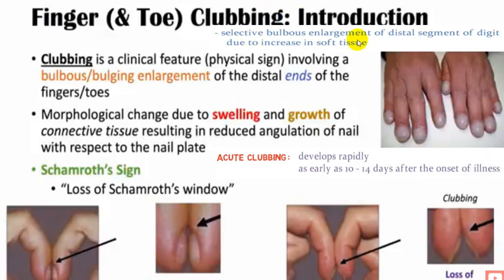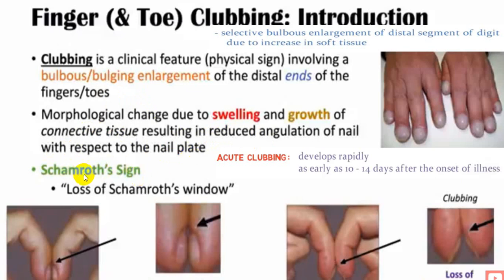So it is a selective bulbous enlargement of the digital segment due to an increase in the soft tissue. It is basically a clinical sign involving bulbous or bulging enlargement of the distal end of the finger or toes. This is because of increased growth of connective tissue, and that results in reduced angulation of the nail with respect to the nail plate.